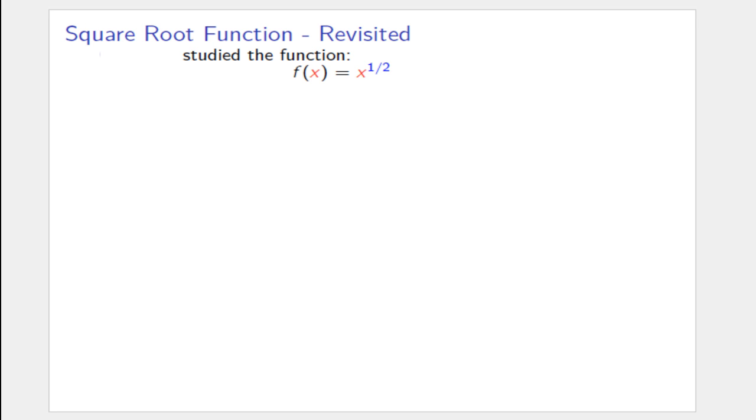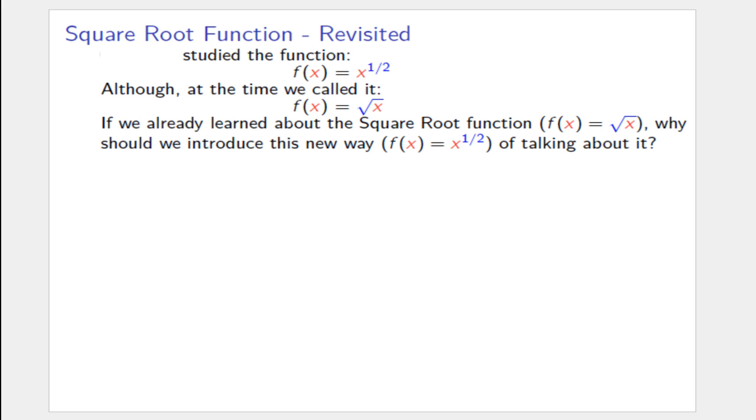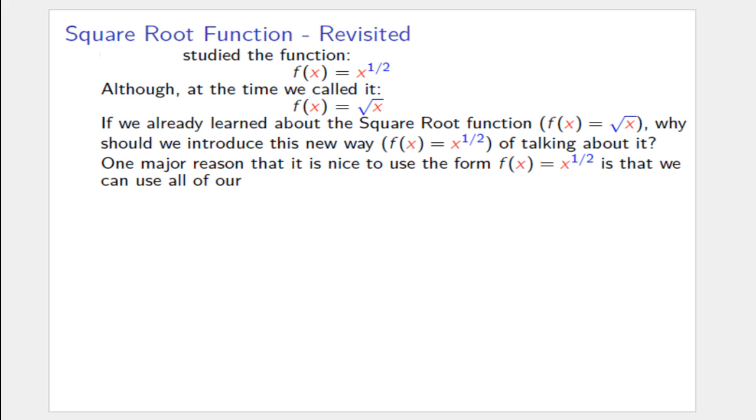We already studied the function f of x equals x to the 1/2, although at the time we called it f of x equals the square root of x. So if we already learned about the square root function, why should we introduce this new way of talking about it? One major reason that it is nice to use the form f of x equals x to the 1/2 is that we can use all of our rules of exponents that we've discovered.